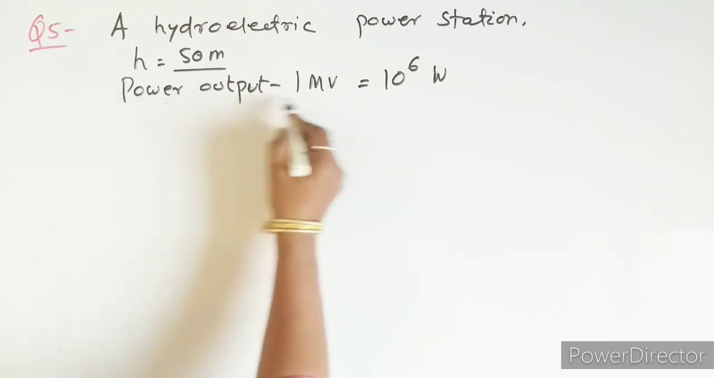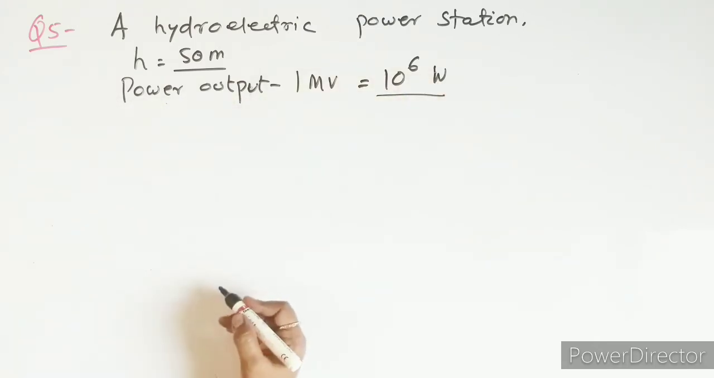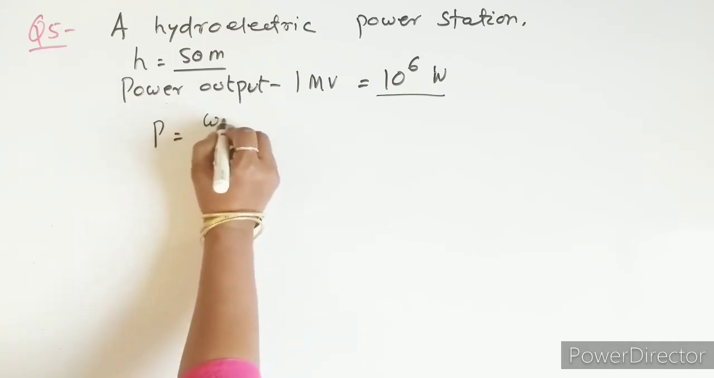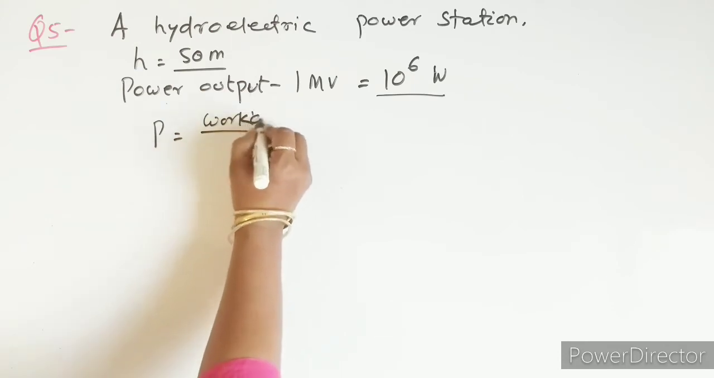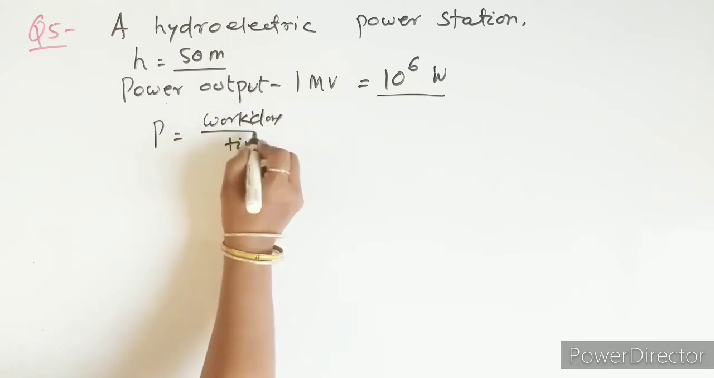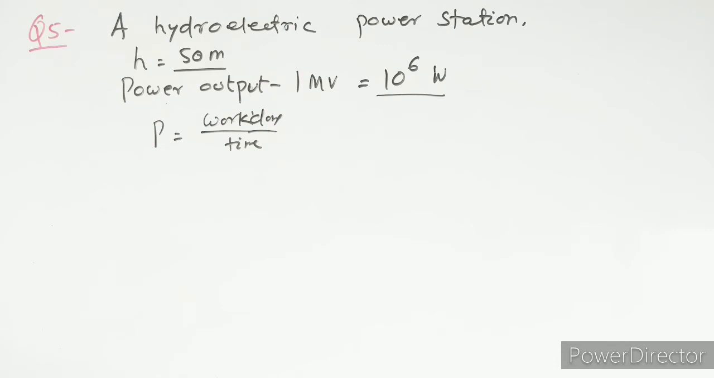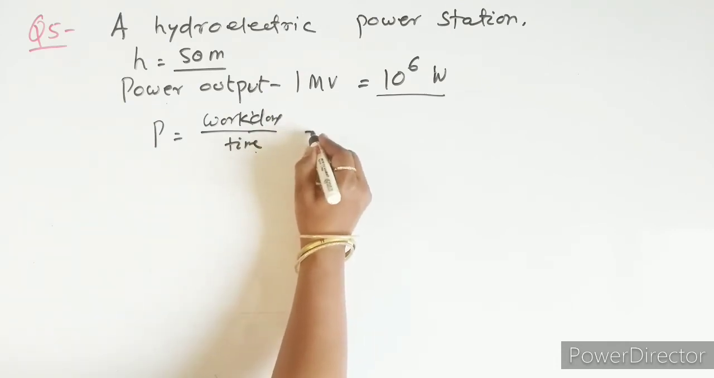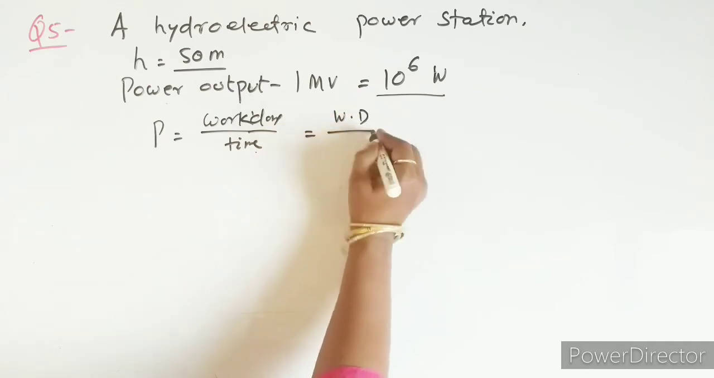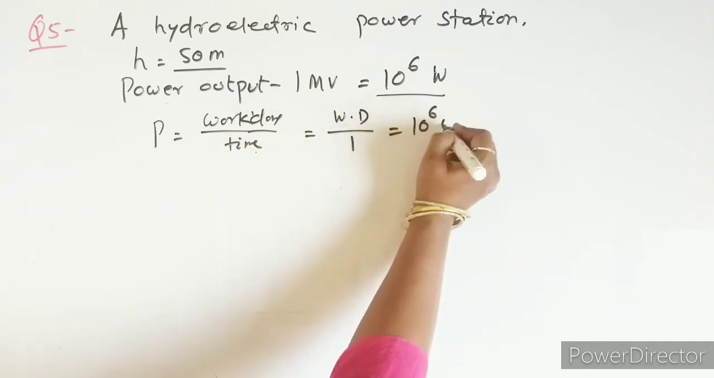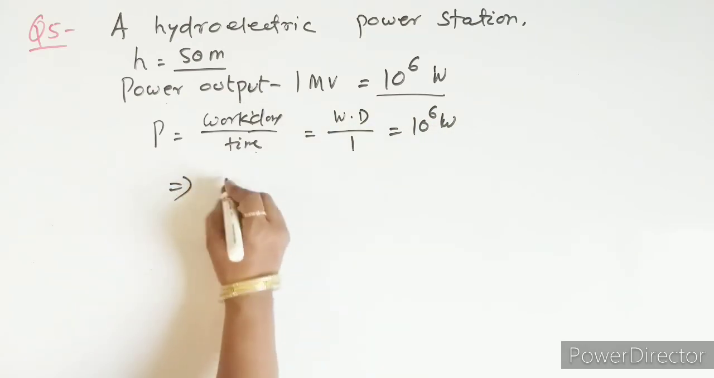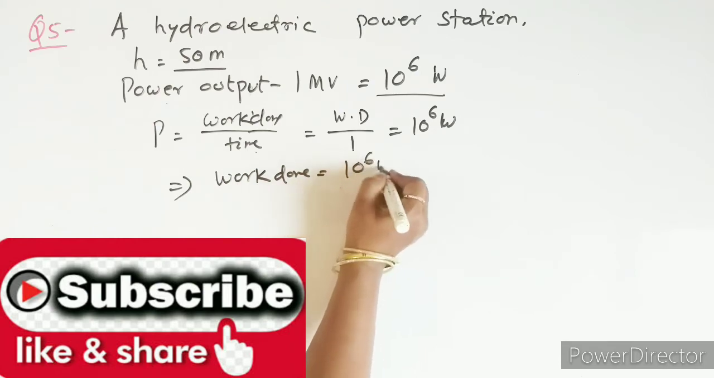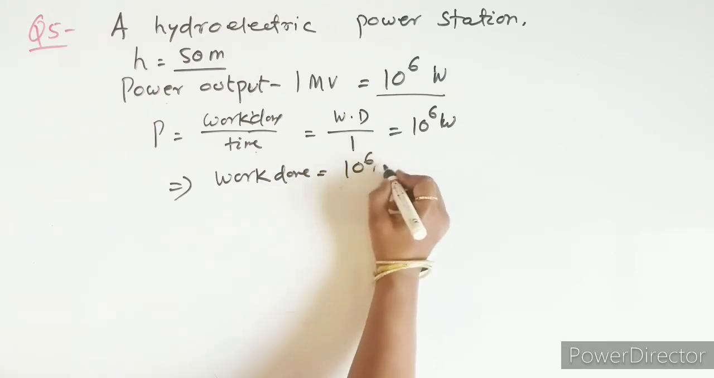So power output equal to 10 to the power 6 watt. Here power equals work done by time. Here it is given time equal to 1 second. So work done by 1 is equal to 10 to the power 6 watt. What does it imply? Work done equals 10 to the power 6 joule.